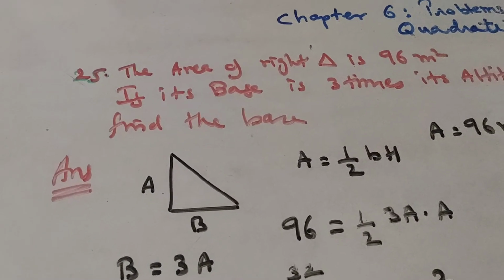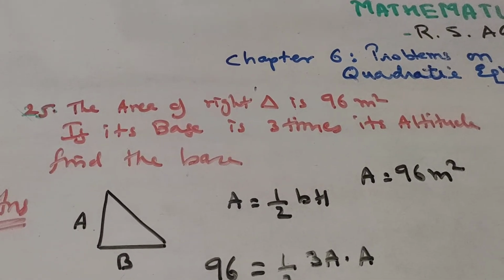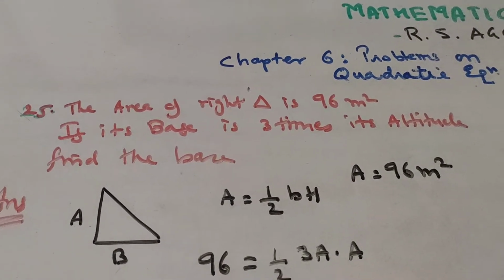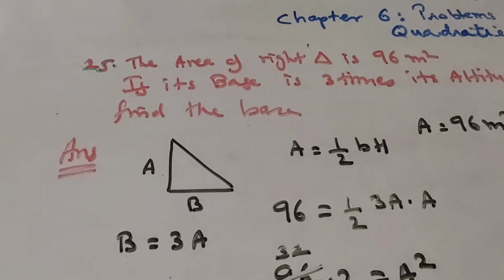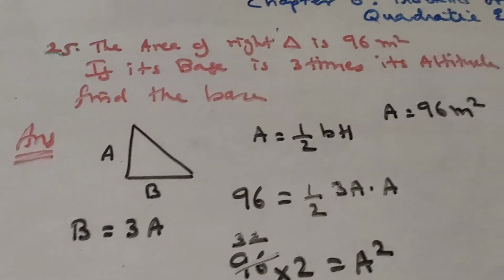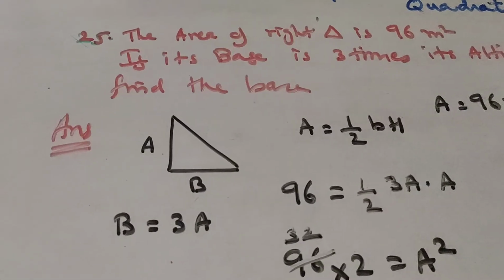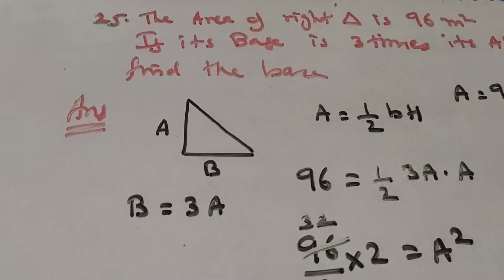We'll move on to sum number 25. So sum number 25, the area of a right angle triangle is 96 meters square. If the base is 3 times its altitude, find the base. So I have drawn a right angle triangle, B for base and A for altitude. Area is equal to half base into height. Area is given 96 meters square and the base is 3 times the altitude. So B is equal to 3A.